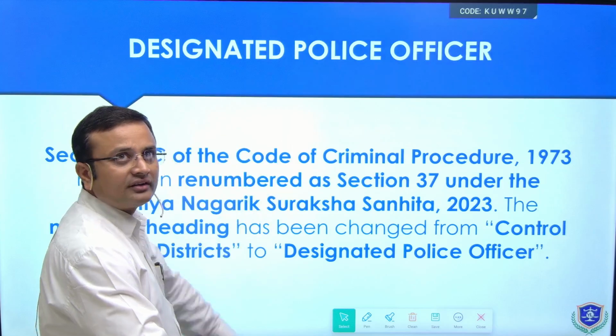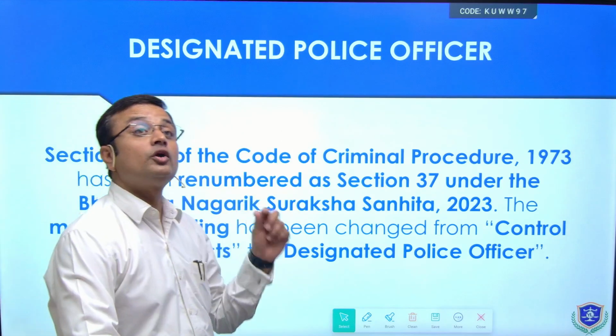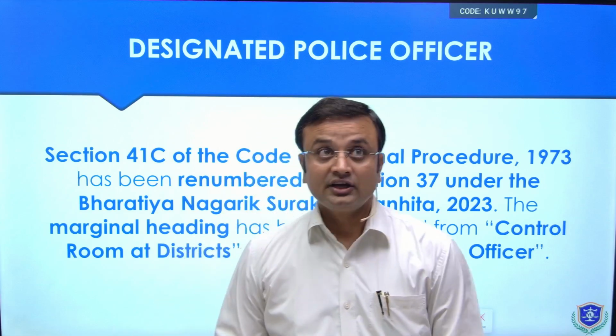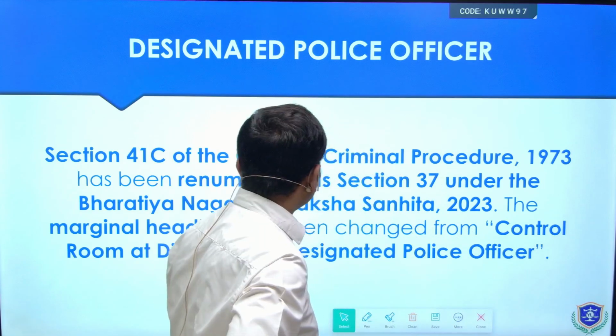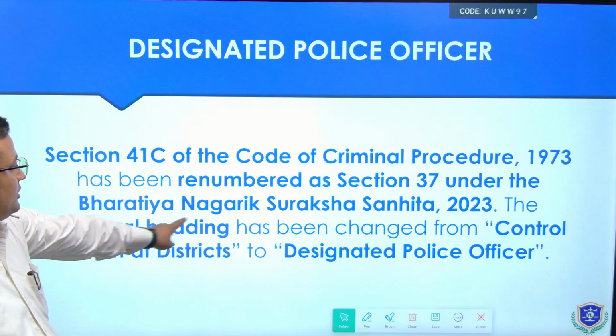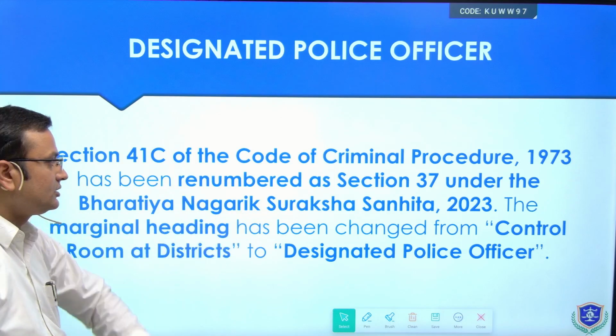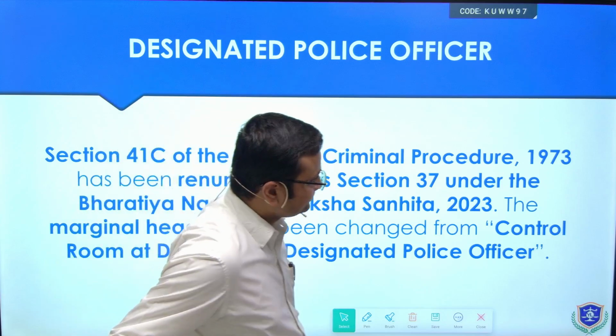And in C, what is given? Section 37, which was earlier 41C of CrPC, provides for designated police officer, and it says that the heading has been changed from control room at district courts to designated police officer.